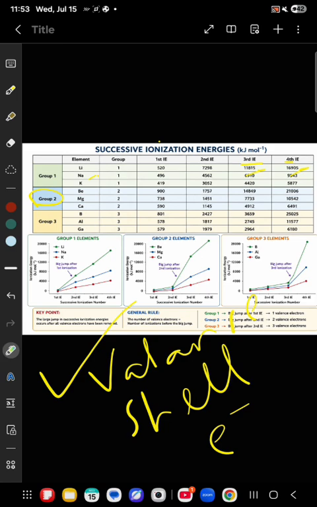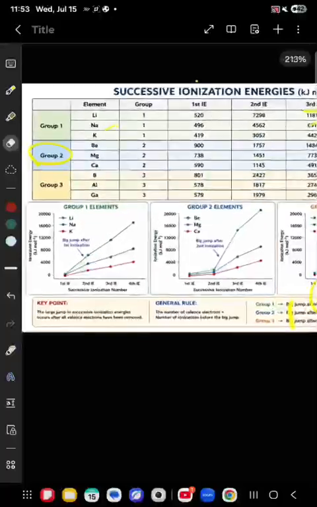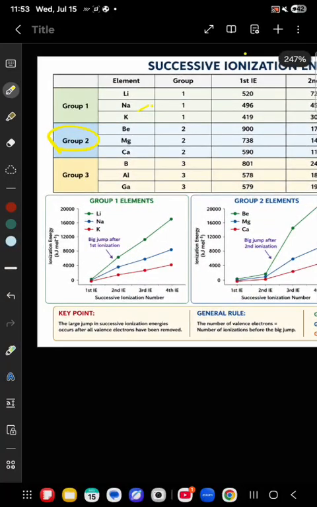Okay, now look at the graph, because graphical questions are very important. Graphical questions are the favorite of your examiner from periodicity. So what does the graph tell us? You should know how to read the graph. In this first graph, for example, this is just for the group 1 elements. We know that for group 1 elements, there would be a big jump after the first ionization energy. The graph has been plotted between the ionization energy values and the successive ionization energies, with the number of electrons removed on the x-axis.